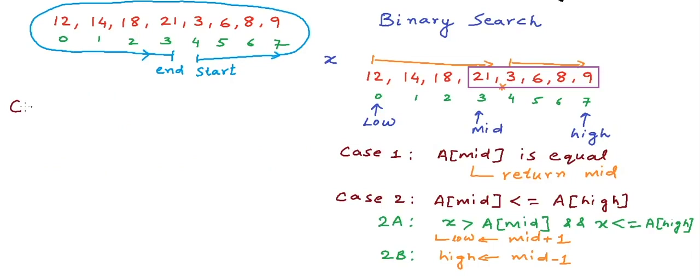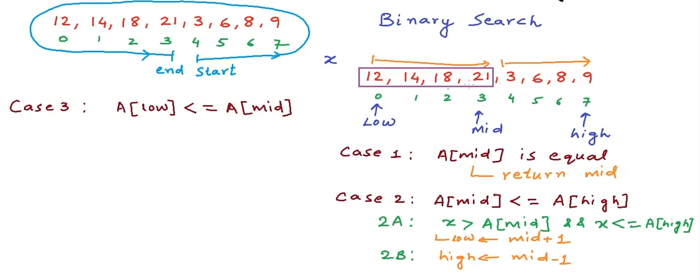Case 3 would be when a[low], the first element in the sequence, is less than or equal to a[mid]. Now in this case we are looking at whether this particular segment, starting from the low index all the way till the mid index, is sorted or not. Once again we will have two conditions. When we know that this half is sorted, it is very easy to verify whether x is probable to lie within this sub segment or not.